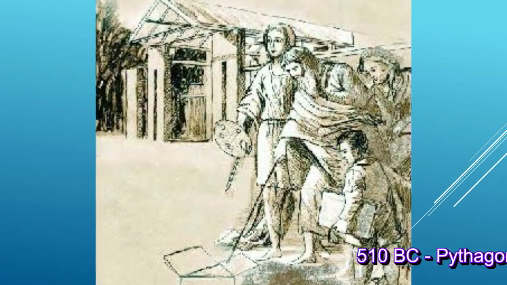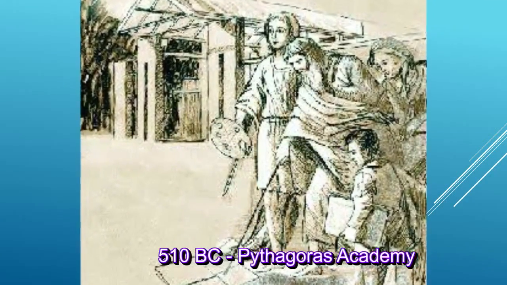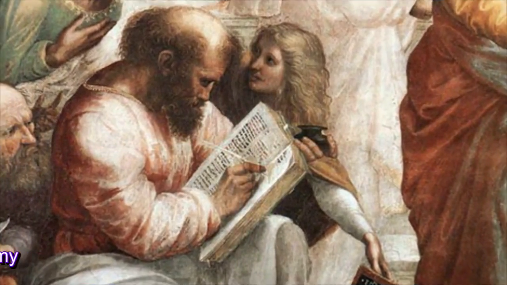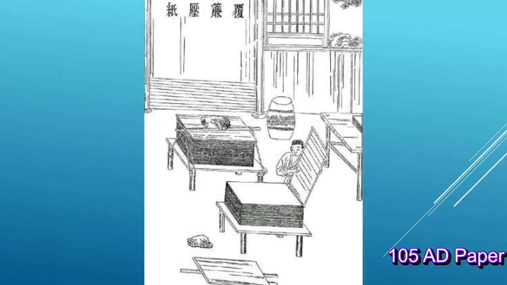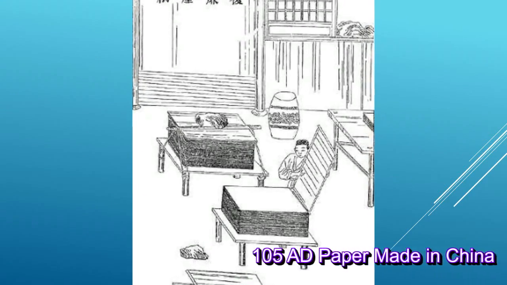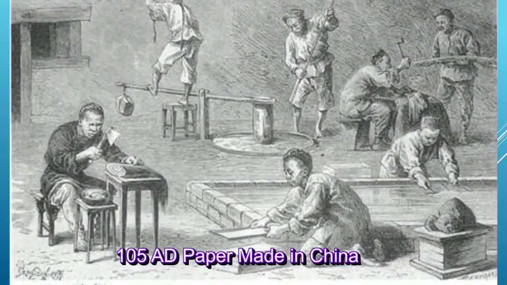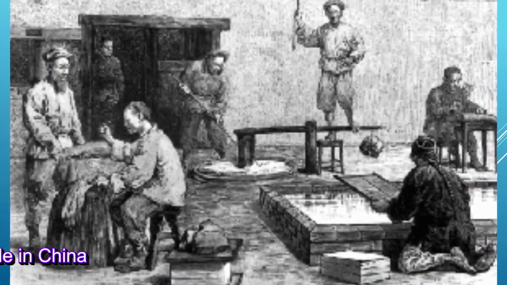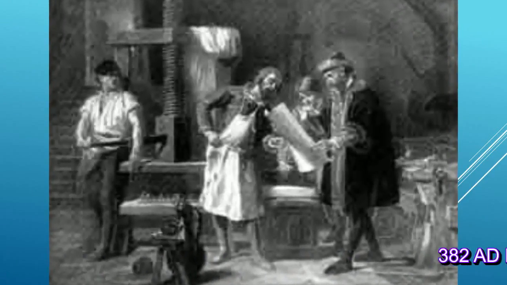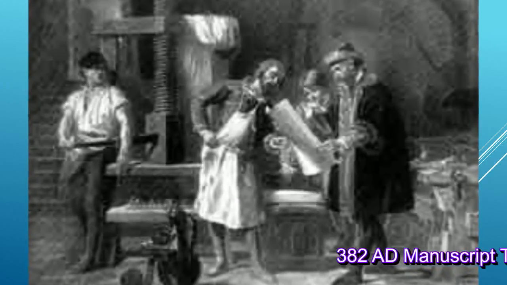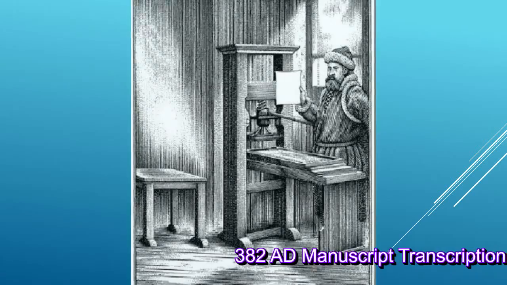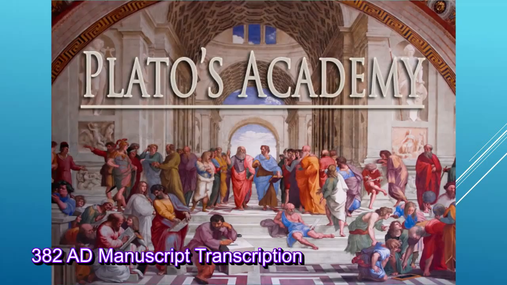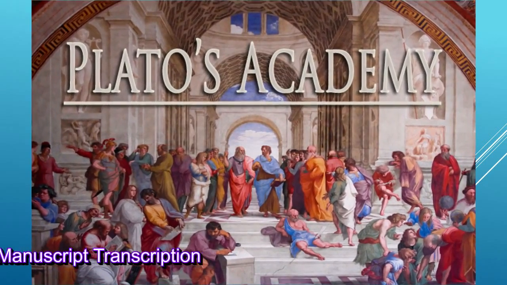This system was then improved when Pythagoras built an academy in 510 BC. It was cited that in 105 AD, paper making was invented in China. In a few years, Chinese began to use paper for writing. 382 AD came and manuscripts were transcribed. Around this time, in 389 AD, the founding academy of Plato begins a new movement in education.